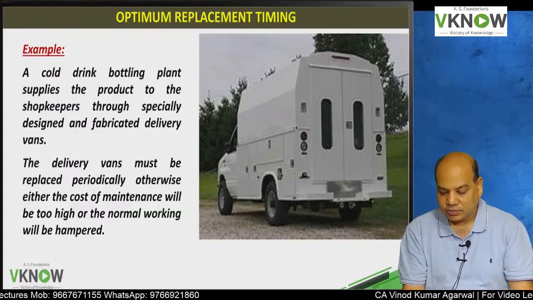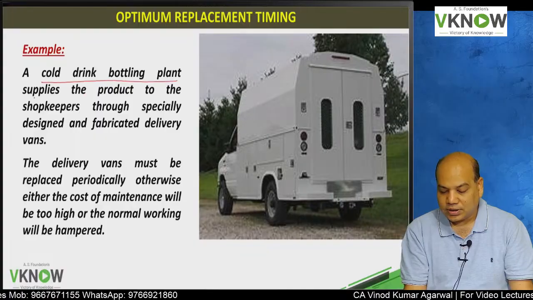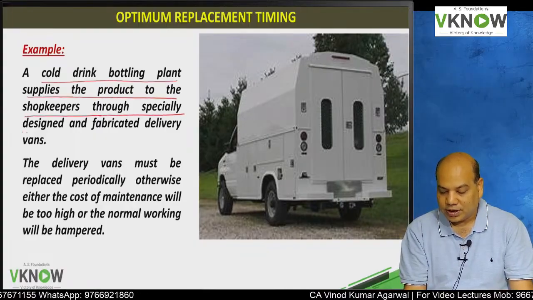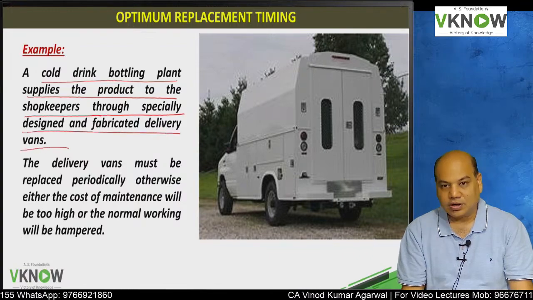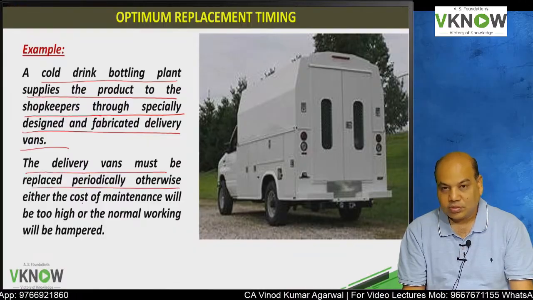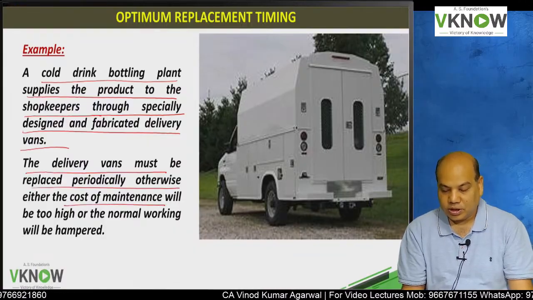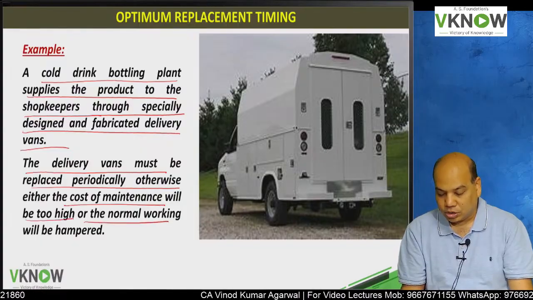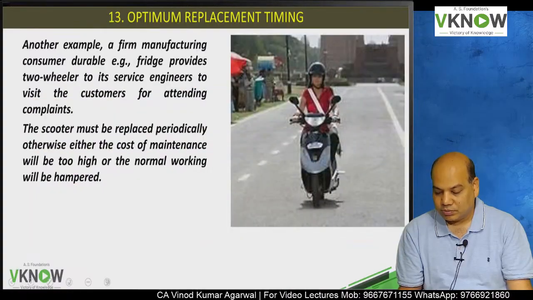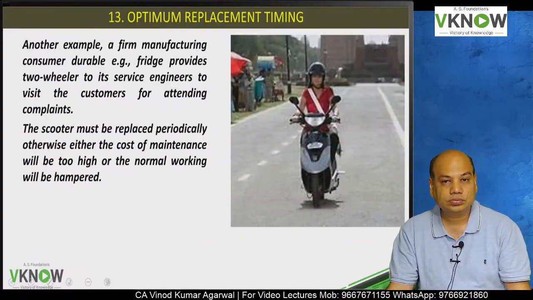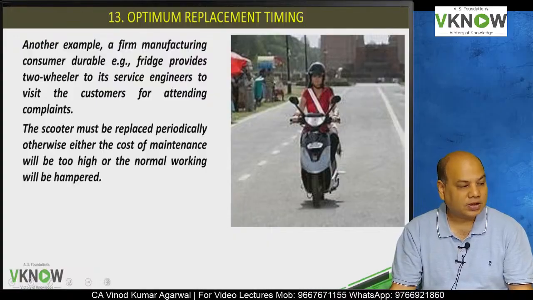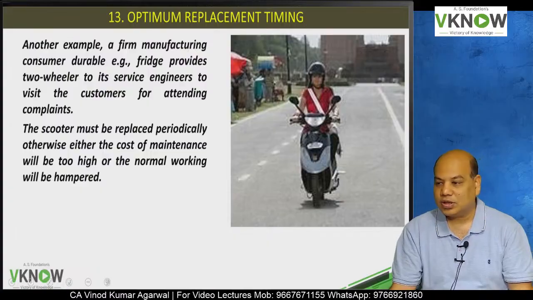One more example is, a cold drink bottling plant supplies the product to the shopkeepers through specially designed and fabricated delivery vehicles. The delivery vehicle must be periodically replaced, otherwise the cost of maintenance will be too high or the normal working will be hampered. So such companies cannot afford to delay, cannot afford to hamper the customer service because their reputation is at stake.